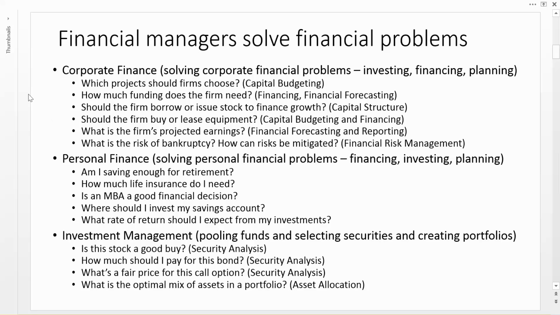So in that area, you'll talk about what projects should firms choose. That topic is called capital budgeting. How much funding does the firm need? That topic is called financing or financial forecasting. Should the firm borrow or issue stock to finance growth? Again, that's capital structure. Should the firm buy or lease equipment? This would be capital budgeting and financing.